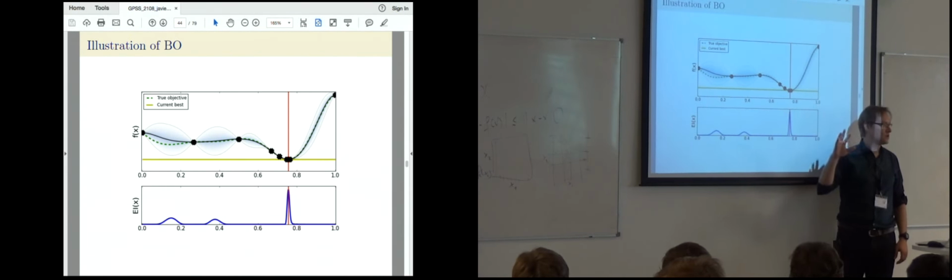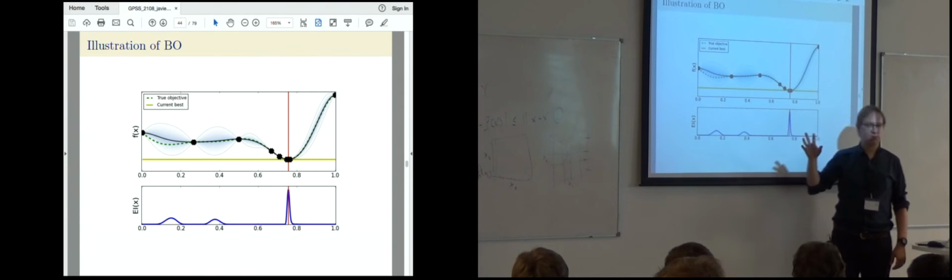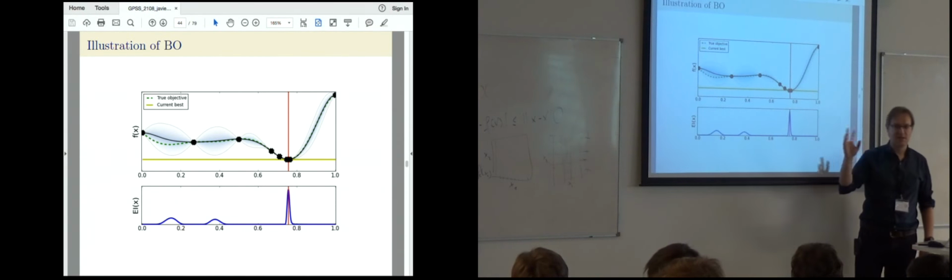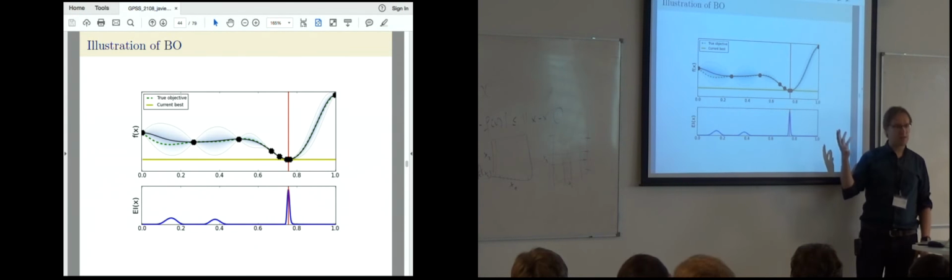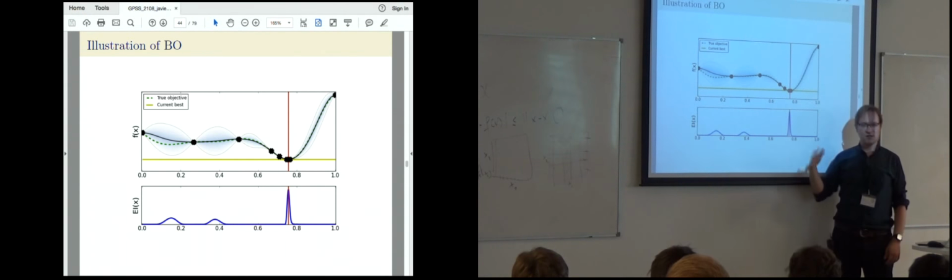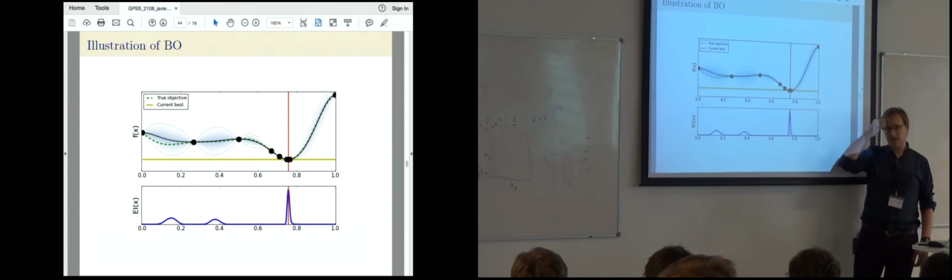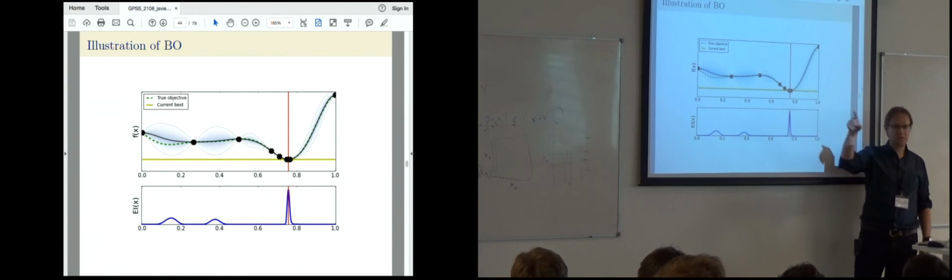Any question? So this is the core loop. This is the core example of how Bayesian optimization works. And this is obviously a very simple example, but you can think about having larger dimensional inputs and many other things. Questions up to this point?